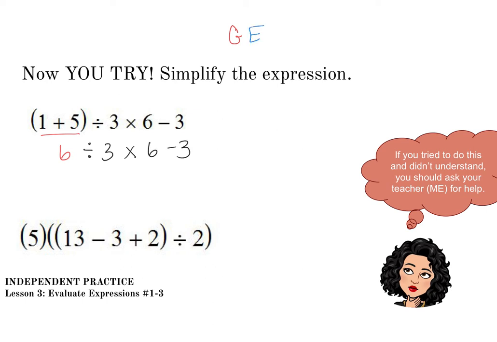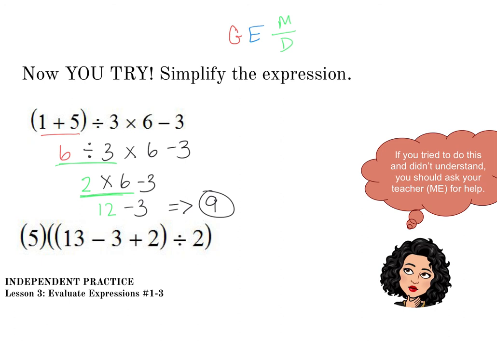There is no E. Then we're going to multiply or divide. 6 divided by 3 goes first because it's from left to right. So that gives me 2. We have another multiplication, 2 times 6. So that gives me 12 minus 3. So 12 minus 3 gives me 9.